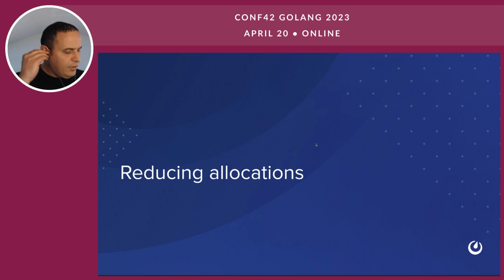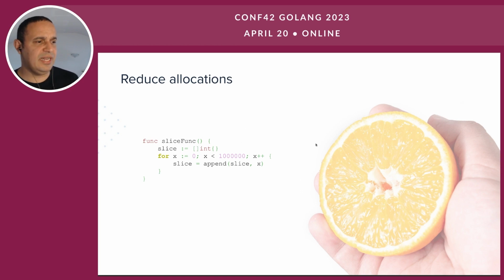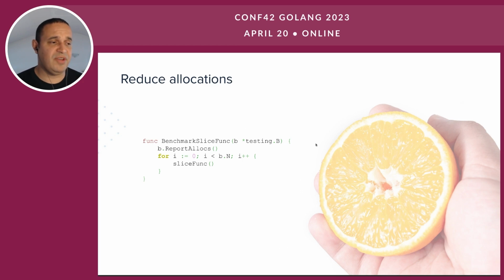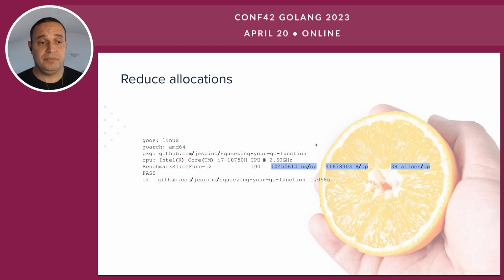Okay, another interesting thing is reducing allocations. Let's see here. If I have a slice and I initialize that slice and start appending integers to it, in this case 1,000,000 integers, I'm going to do a benchmark to see what happens if I run that. And the thing is, each operation is taking 39 allocations. And if you see there, it's taking 10 million nanoseconds. That is like 10 milliseconds per operation.